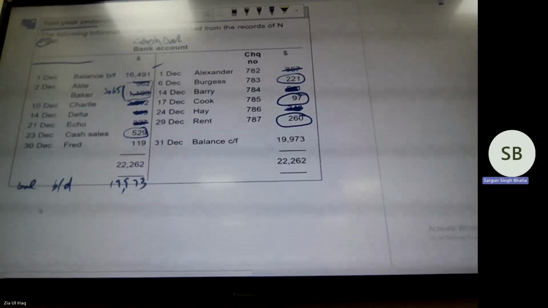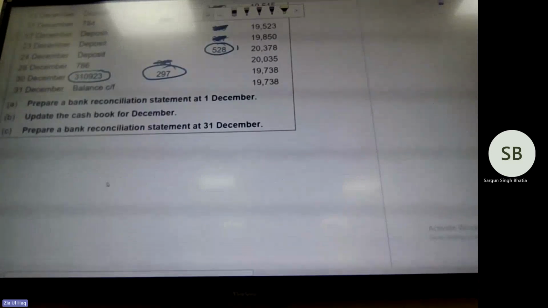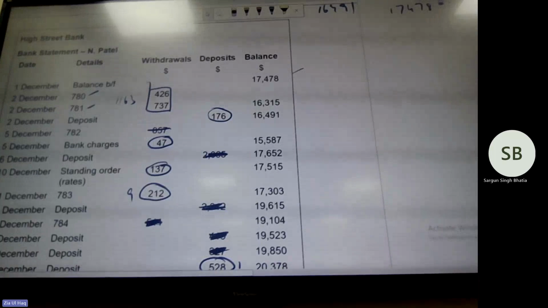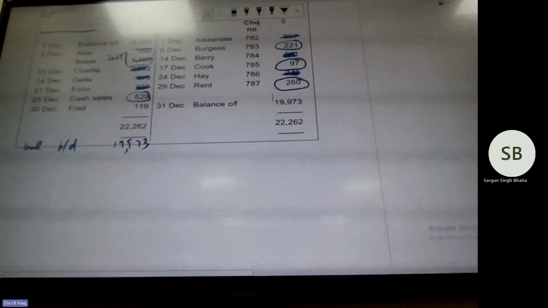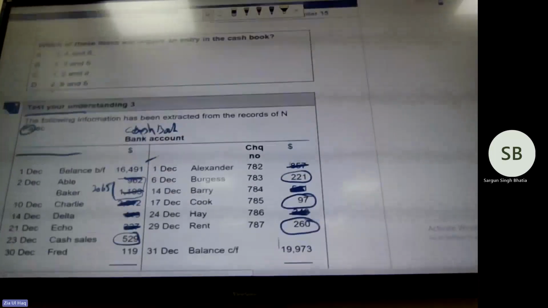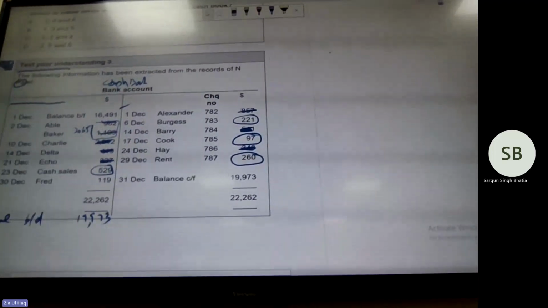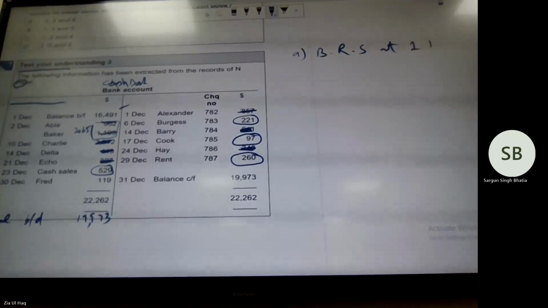What we need to do. He says, prepare a bank reconciliation statement at 1st December. At the start of the month, at 1st December, we need to prepare the bank reconciliation statement. So first we are moving towards part A.